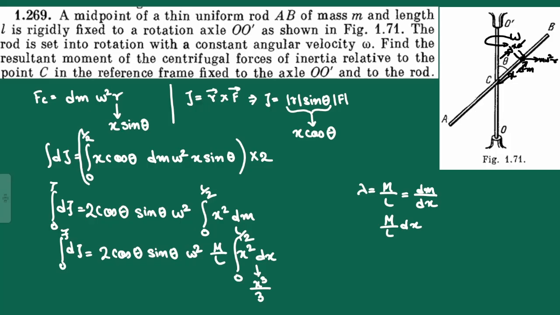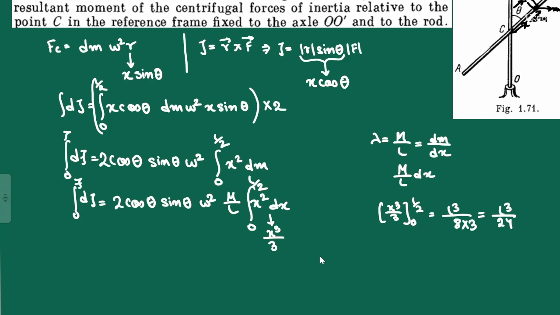So let's solve this one. x cube by 3 from 0 to l by 2 is nothing but l cube by 8 into 3, or l cube by 24. Now if I substitute this entire thing here, what do I get? The entire torque is how much? Let's substitute this here. The entire torque is nothing but 2 cos theta sin theta omega square m by l into l cube by 24.